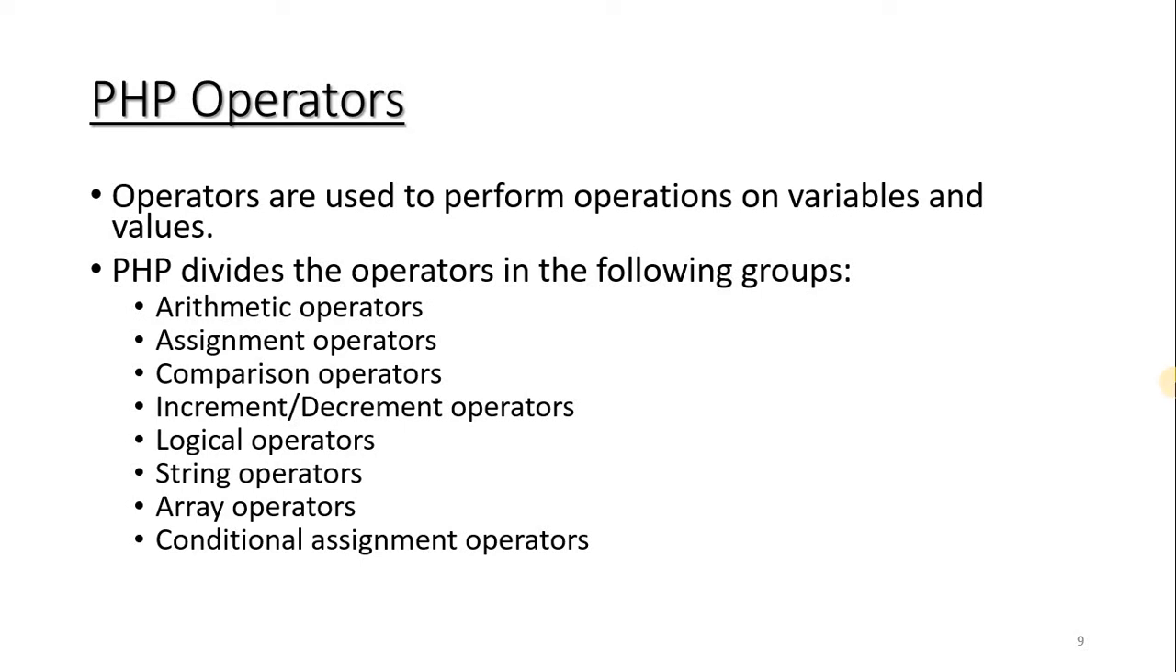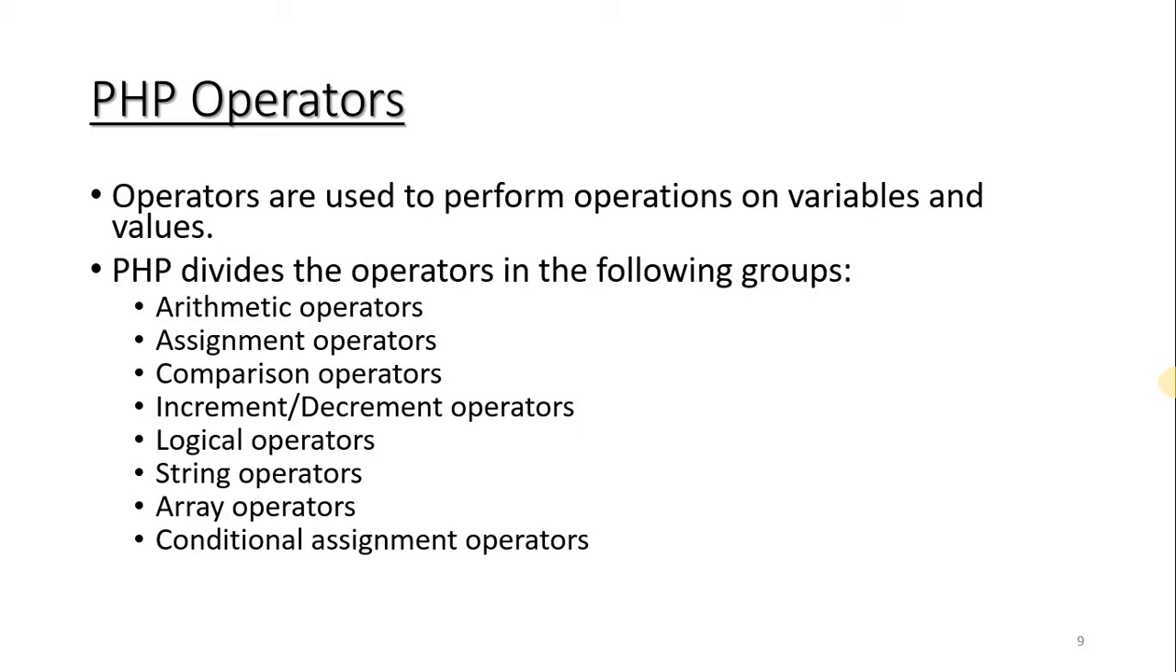In this video I am going to explain what are the different PHP operators we have. So what is the use of an operator? An operator is used to perform operations on variables and values. Suppose I have a plus b. Here a and b are the operands, where the values of a and b are added. So this is the use of an operator. In a plus b, plus is the operator.